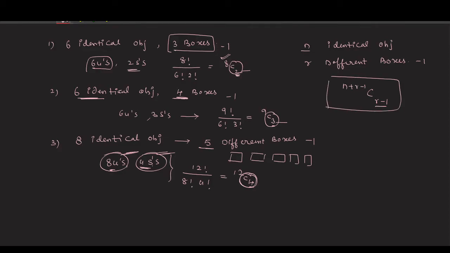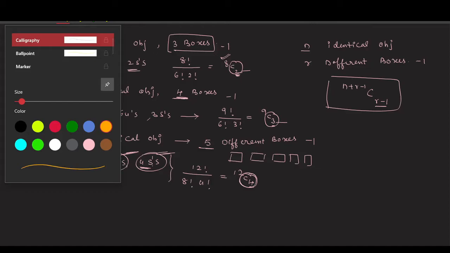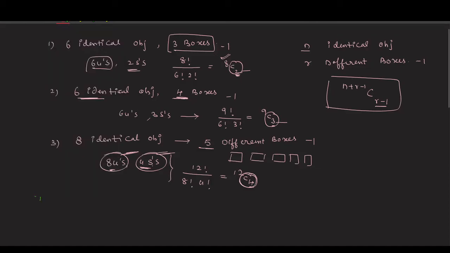So the final conclusion is the number of ways of distributing n identical objects into r different boxes, where a box can be empty. Empty boxes are allowed. A box may be empty.